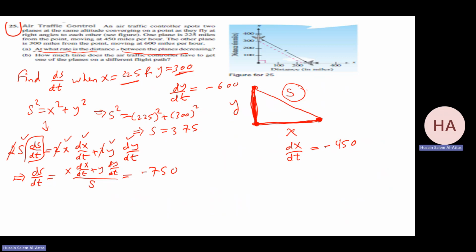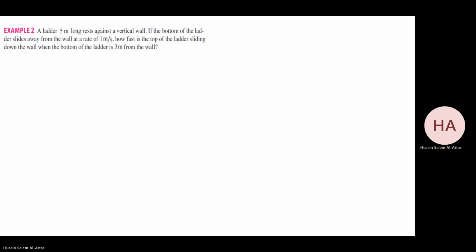The question: how much time does the air traffic controller here have to get one of the planes on a different flight path? Since the distance is 375 and the rate of change is this, to get the time it will be s over this, 375 over 750. This is decreasing, negative, I don't care about it. So the time will be half an hour. So he has half an hour. This is part B, because you have part A and part B. So you should direct the other airplane to move to another path, or they will hit each other, which is clear. Now we'll come to the ladder problems.